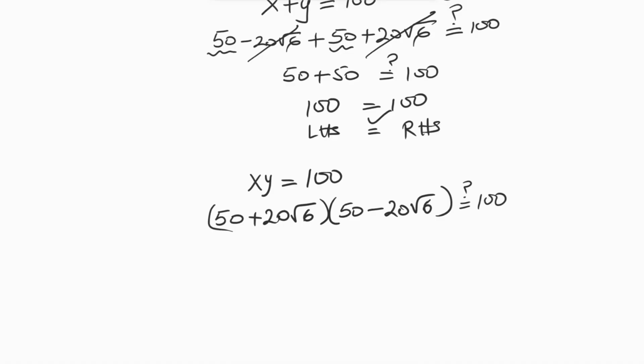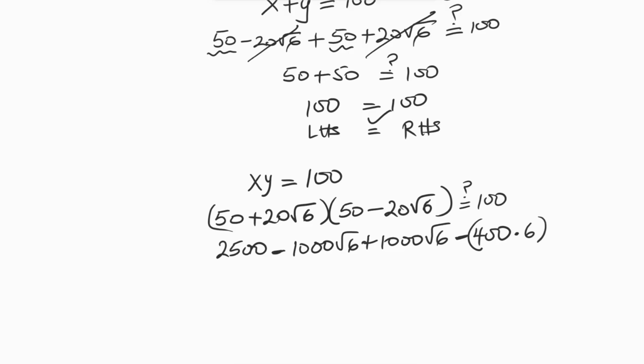So let's multiply. 50 times 50 will give us 2500. And that will be minus 50 times 20 root 6. That's 1000 root 6. Then plus 1000 root 6. And then plus 20 root 6 times minus 20 root 6 will give us minus 400 times, because root 6 times root 6 is 6. And let's see if that's going to be equal to 100.